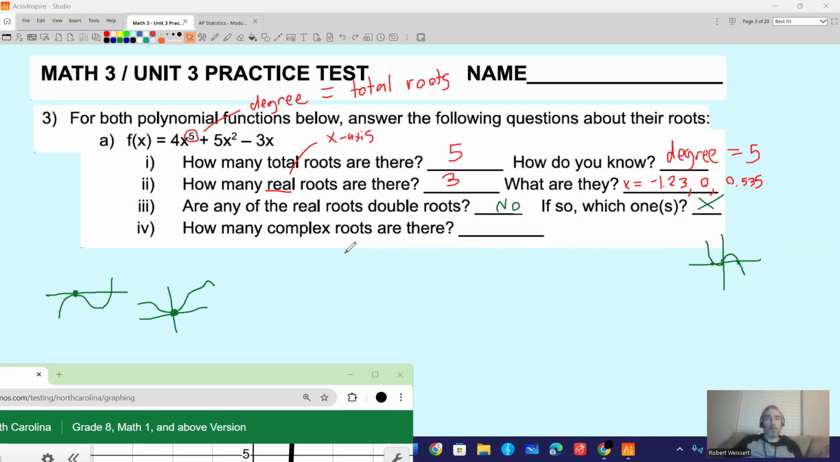So how many complex roots are there? Those are the leftover ones. Complex roots, from everybody that I've talked to, are the roots that have imaginary numbers in them. So they'll have i's in them. You will not see them on the graph. So what you do is you take your total number of roots and you subtract your real roots, including double roots. So if you have a double root in there, it's going to count twice. So you take your total roots and you minus your real roots. And since there are 5 total roots and 3 real roots, there's going to be 2 complex roots.